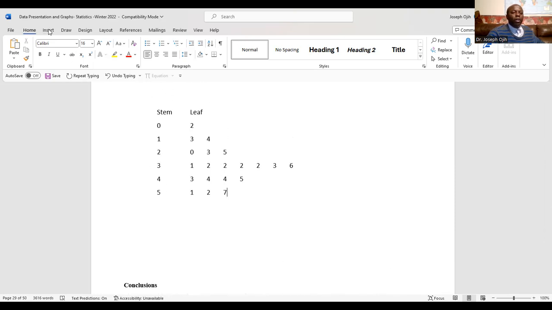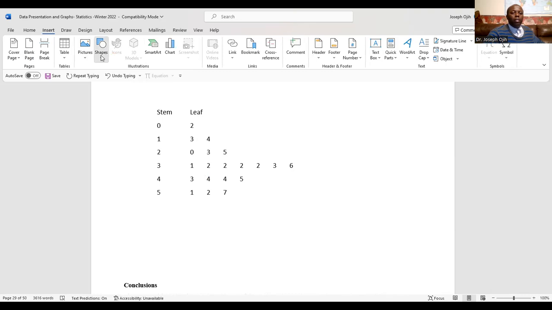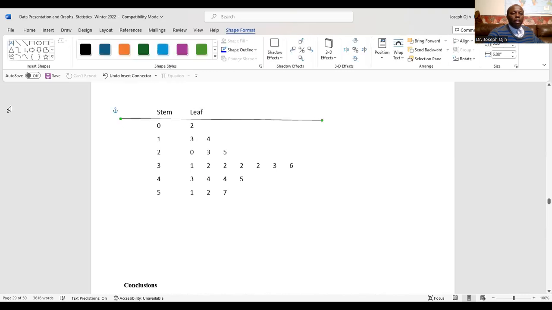Now you can put your horizontal line and your vertical axis right there to make it. This is your stem-and-leaf plot right there. See?